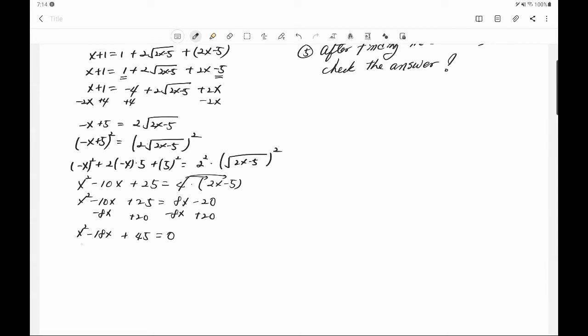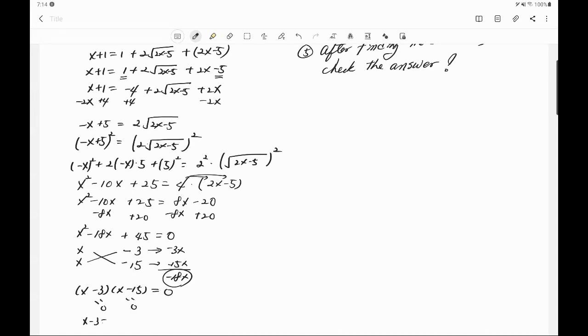All right, then the first term is x times x always, and 45 is 3 times 15, right? And they're both negative, so that the sum will be negative 18. So that is negative 3x, and this product is negative 15x. The sum is negative 18x. Bingo. So this trinomial is the product of x minus 3 and x minus 15. So set each factor equal to 0.